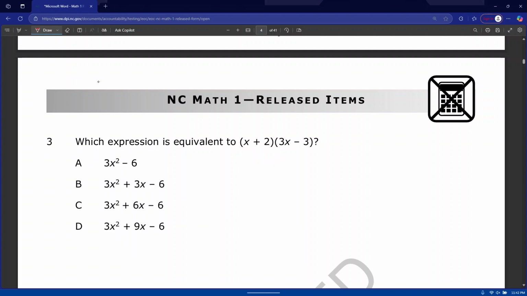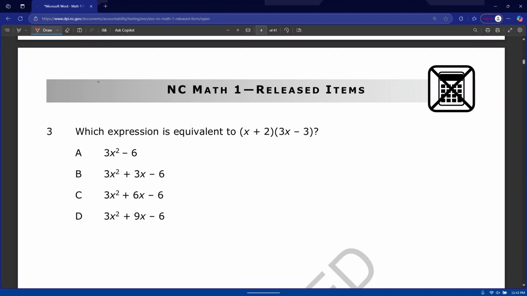3. Which expression is equivalent to (x + 2)(3x - 3)? For this problem, we can use either the box method or FOIL. Let's do FOIL for this one. We need to multiply x by all the terms in the second expression. So that means x times 3x and by -3. And when we do that, we get 3x squared minus 3x.